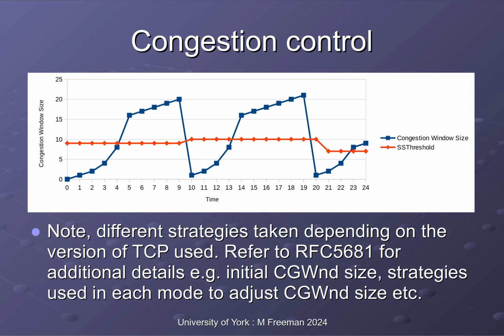Now, how this congestion control algorithm works, there are some variants in this one, so do have a read of RFC 5681. So how you adjust that congestion window size. Do you go back down to 1 MSS and start from the beginning again, or do you switch to some intermediate value? As I say, there's some variations in there, so do have a look at those.